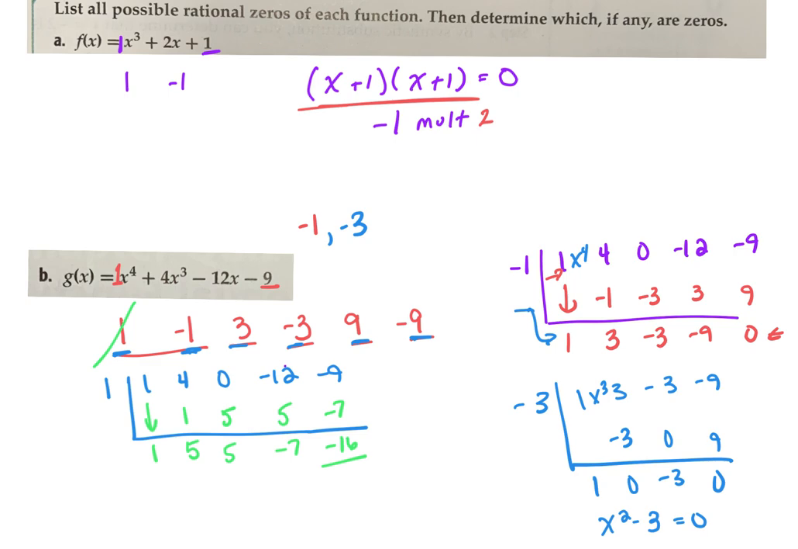Right, so it's going to be, yep, x squared minus 3. That's x squared equals 3. So x is going to be the positive or negative root of 3. So I'm going to get square root of 3 and negative square root of 3. My degree was 4, right? I have 1, 2, 3, 4 zeros. 2 of them are irrational. 2 of them are rational.